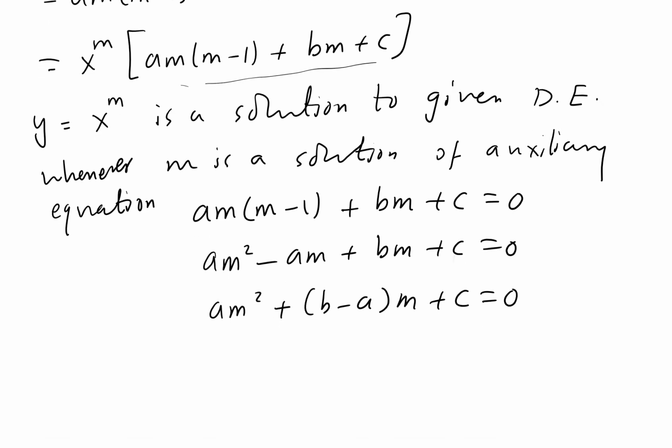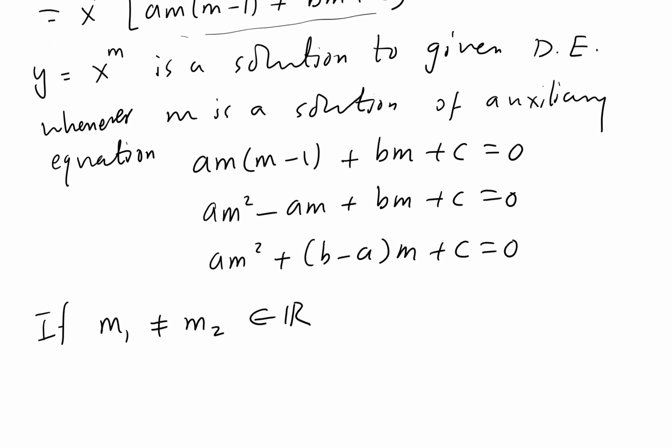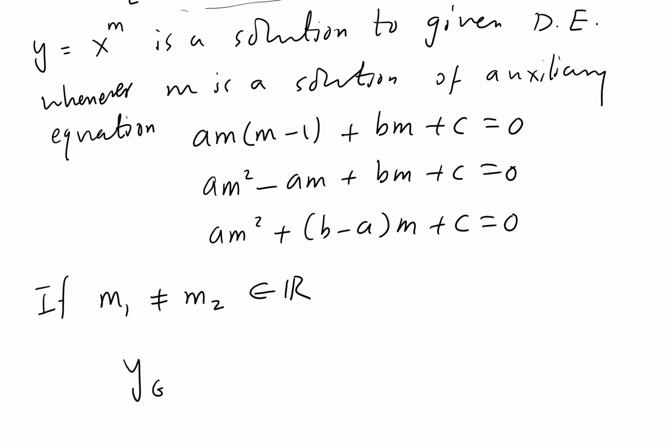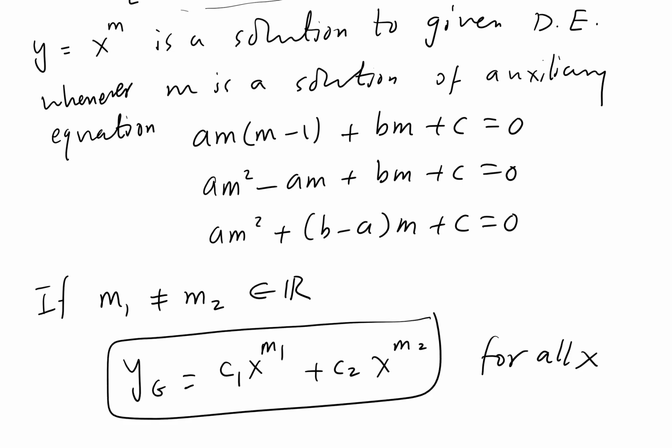I'm going to look at the first case where m1 and m2 are not the same. They are real numbers taken from the reals. In this case, we know the general solution. Remember how we had c1 e to something? In this case, it's not e, it's c1 x to the m1 plus c2 x to the m2 for all x. That would be the general solution if m1 and m2 are not the same.